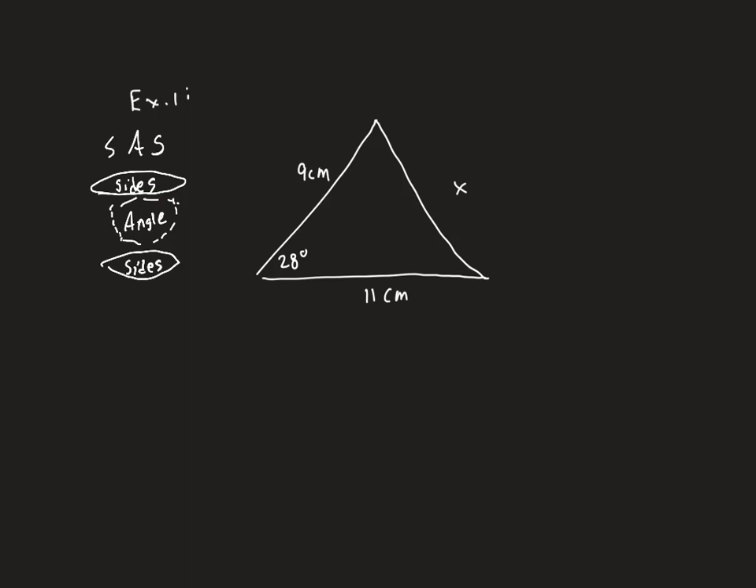Now, if I'm looking for x, if I'm going to use cosine law, in this case, whatever I'm missing squared. So if I'm missing x, then I'm going to do x squared is equal to the other two things added together squared. So if I have 11, I square it, and I add to it 9, and I square it, and then I subtract away 2 times the two things I'm given, so 11, 9, and then multiply by cosine of whatever angle I'm given, which is 28 degrees.